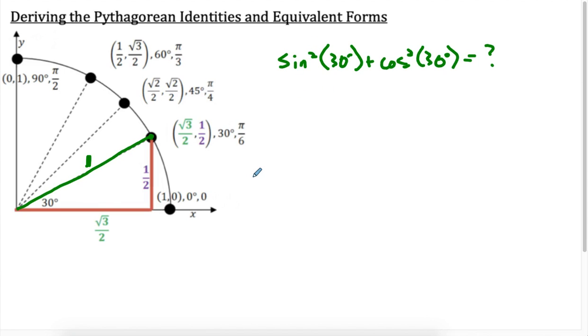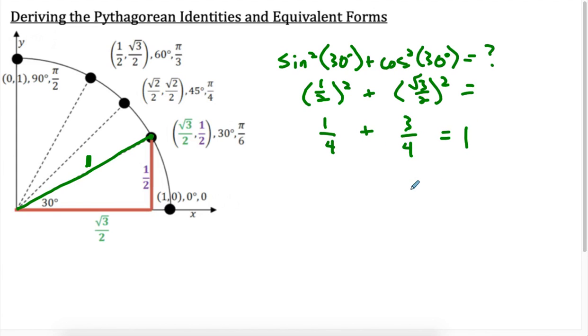The sine of 30 degrees, remember, that's the y coordinate on the unit circle, so that would be 1/2. We want to square that, so 1/2 squared plus cosine squared. The cosine of 30 degrees is square root of 3 over 2, so square root of 3 over 2 squared. Then 1/2 to the second power would just be 1/2 times 1/2, so 1/4, plus square root of 3 over 2 times the square root of 3 over 2. If I square both of those, that would be 3 over 4. And 1/4 plus 3/4 equals 1. So sine squared plus cosine squared equals 1.